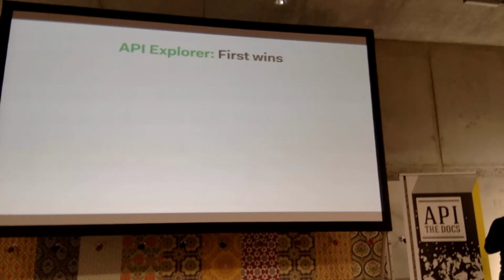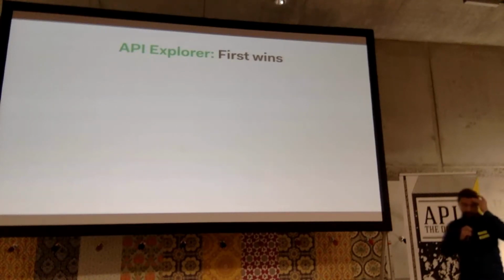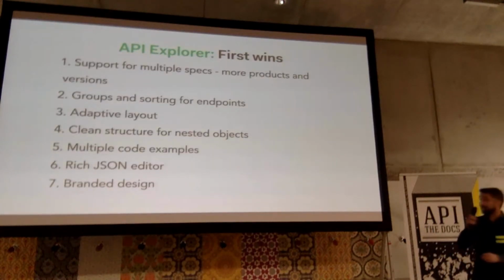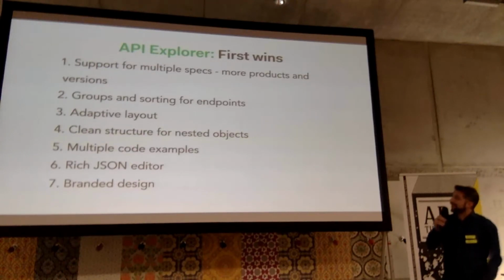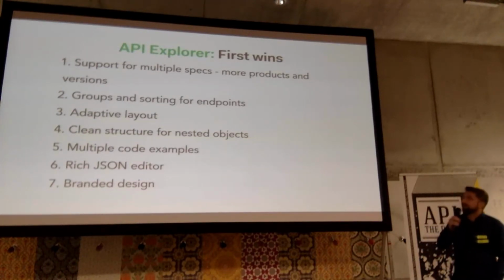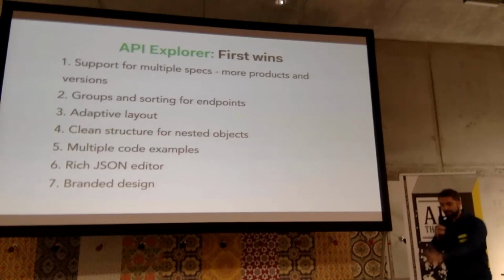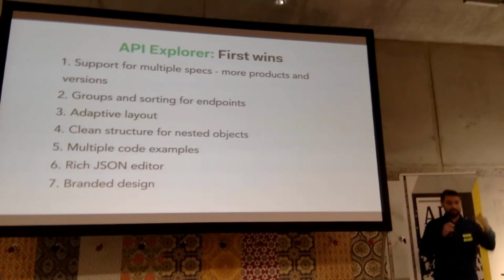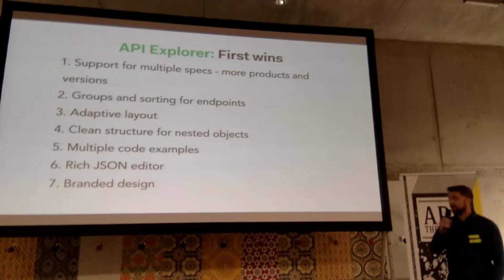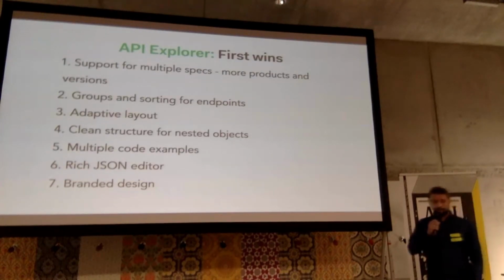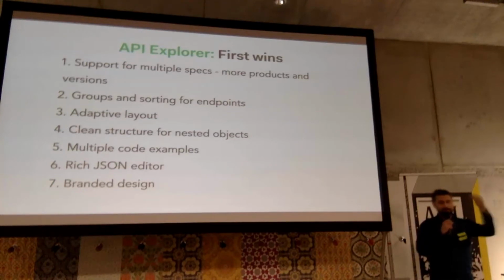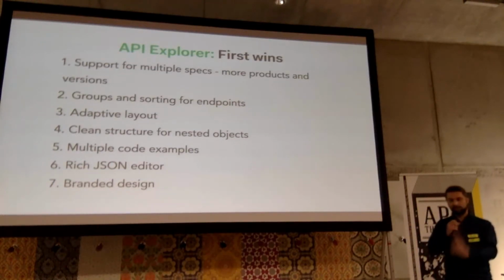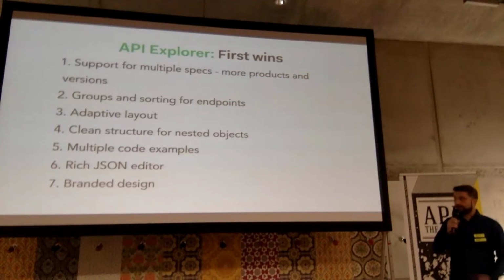As a first glimpse of this project, I first wanted to mention my magic number, which is 17, but I know that here the magic number is 7, so I have only 7 first glimpses. Yeah, we've got support for multiple specifications. We can actually generate specifications for every product that we have, and then show all of them and load them dynamically into the portal. We've got groups and sort order for endpoints, which is also important in our case. We've got adaptive layout. We are happy with the way we show nested properties, which is also important in our case. And we've got multiple examples.